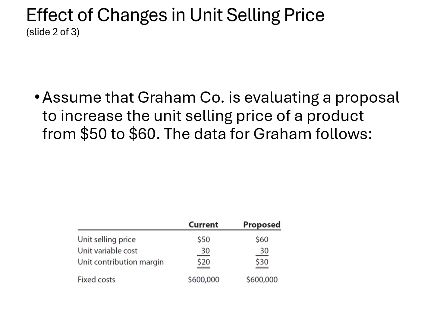Let's look at an example of how this can help a manager make a decision. Assume that Graham Company is evaluating a proposal to increase the unit selling price of a product from $50 to $60. The data for Graham follows. So they used to charge $50 per unit, and now they're going to charge their customers a proposed amount of $60. Unit variable cost stays the same, and unit contribution margin is going to go up because the selling price went up. Fixed costs stay the same at $600,000.